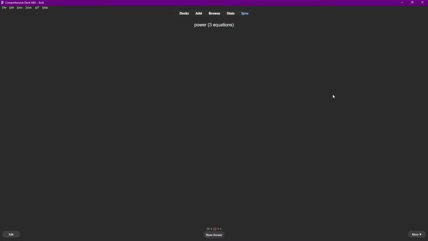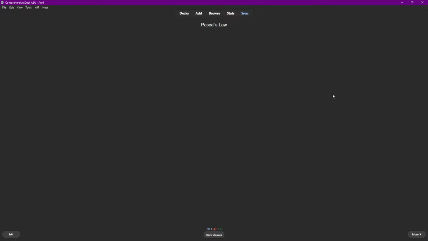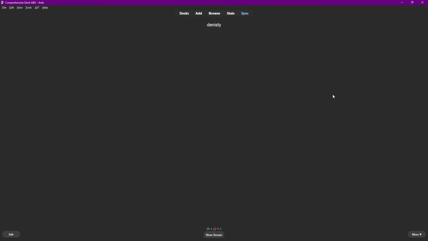Power, I times V. Pascal's law. Density is mass divided by volume. Specific gravity, yes.